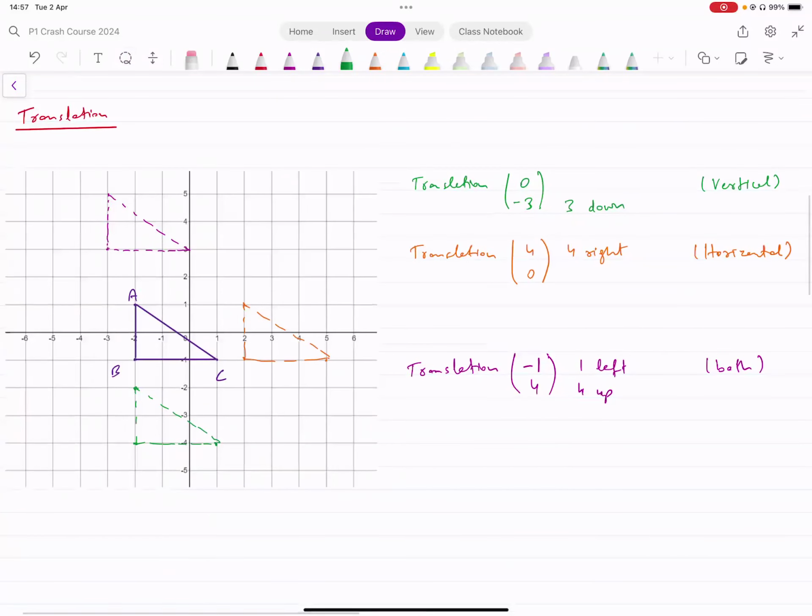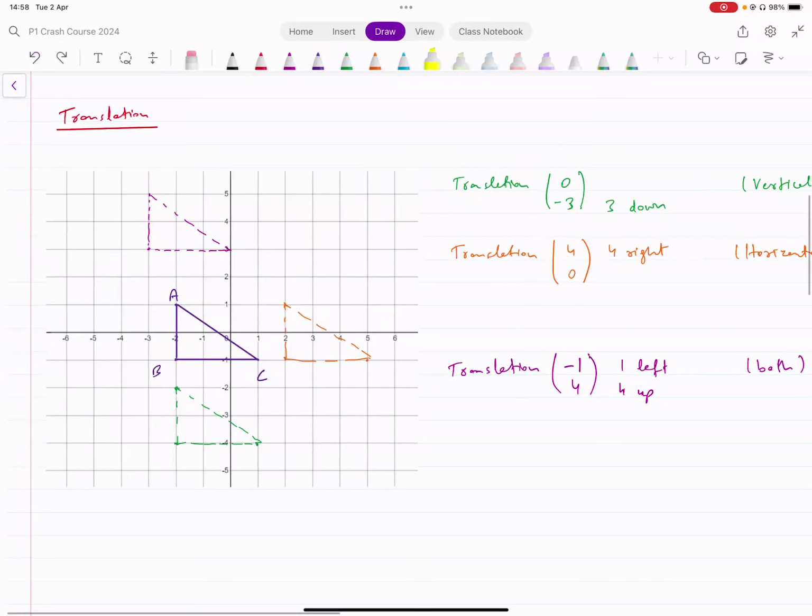Now, in translation, how do you describe a translation? In order to describe a translation, you have to make sure that you always write a vector. Always write a vector like this. You cannot describe this in words. You can't say that the diagram is moving this many units left or this many units up or down. It's necessary for you to write down the vector. Otherwise, you will not get marks for describing the transformation. You always have to write down the translation vector. That's always necessary. Okay. So that's about translation.